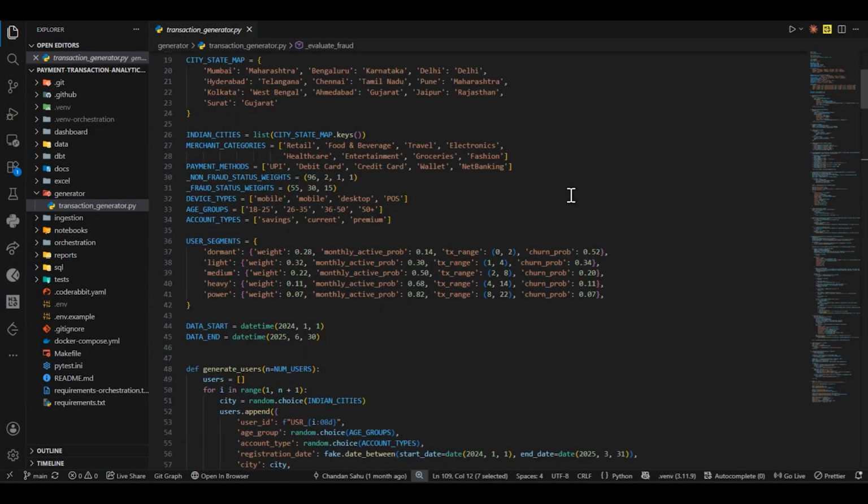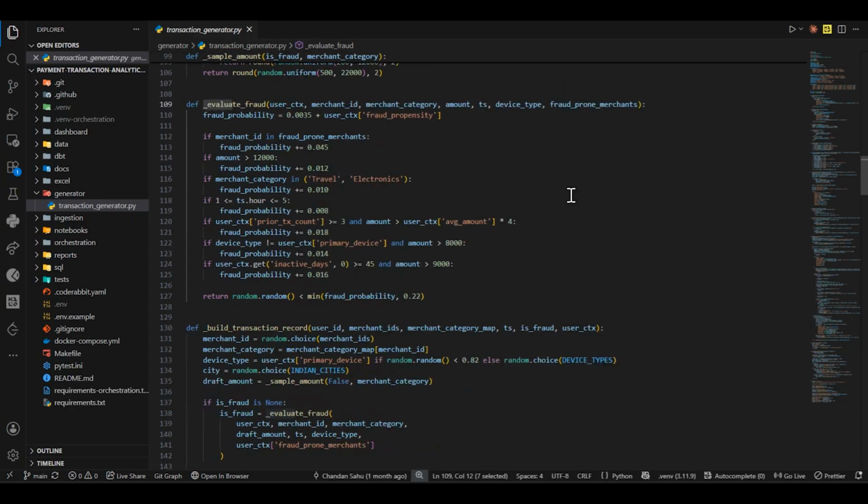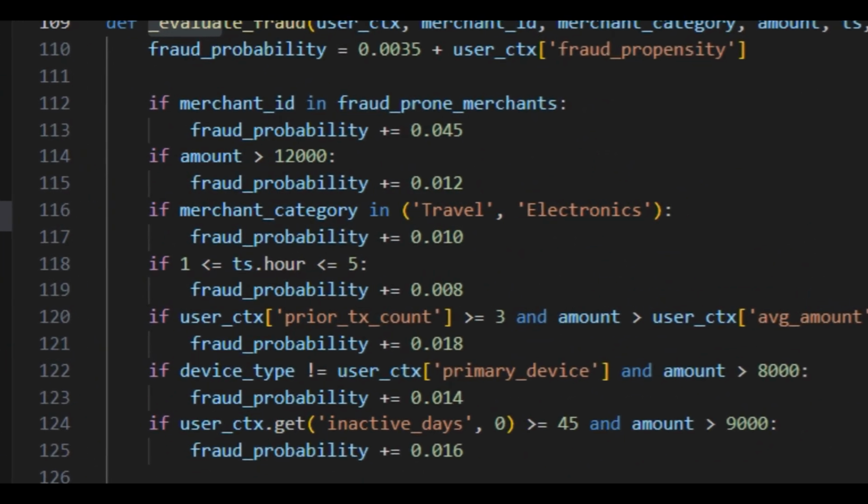The synthetic data is not just random noise. I designed it to actually behave like real anomaly patterns, so the fraud probability for a user spikes based on 4 signals: odd-hour transactions between 1 and 5 am, high-risk categories like travel and electronics, ticket sizes above 12,000 rupees, and sudden jumps in velocity compared to that user's own history.